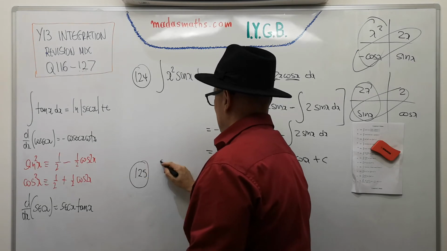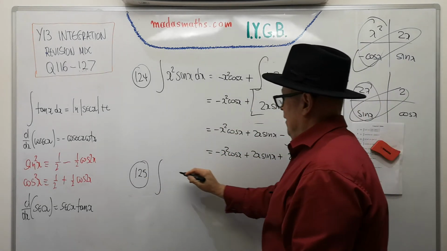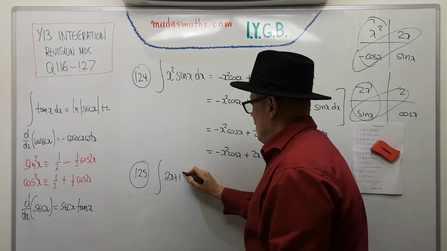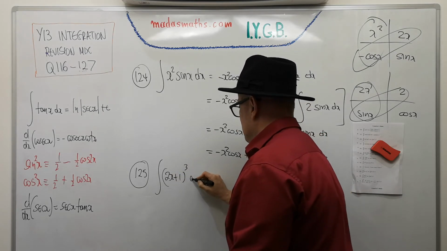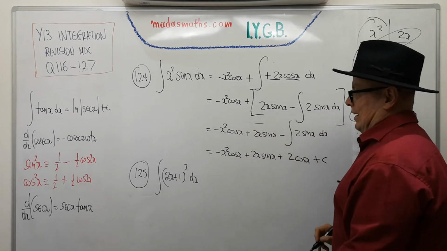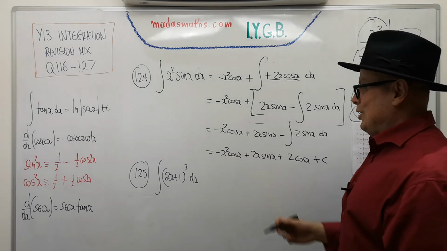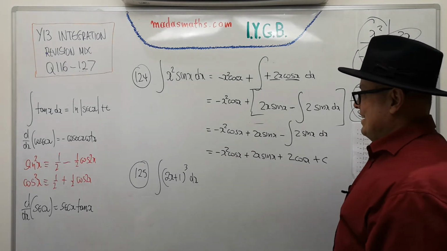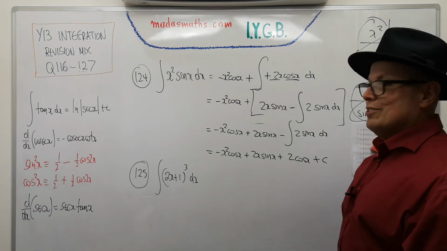125 is of course the integral of 2x plus 1 all to the power of 3. How do we do that? Maybe cube the bracket. Okay, I'm only joking. We can actually cube it. It's not that difficult, and we get the answer. Just people will be laughing at us if we do something like this.